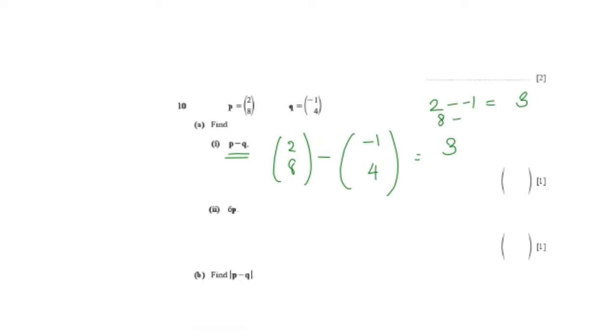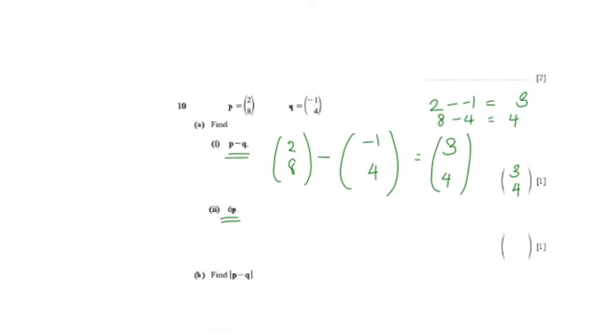So question number 10, we have two column vectors provided, P and Q. The first part of the question is P minus Q. We are supposed to find what is P minus Q. So P minus Q, that is 2 minus 1, which is 1, and 8 minus 4, which is 4. Thus, the answer is 1, 4.